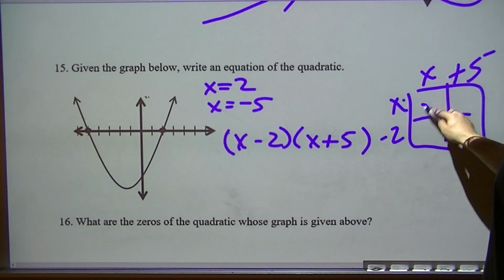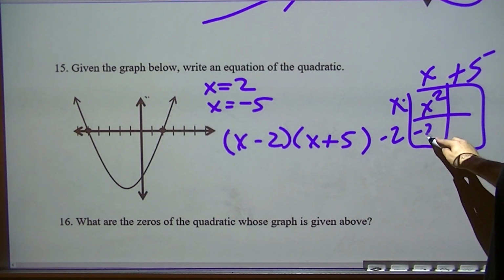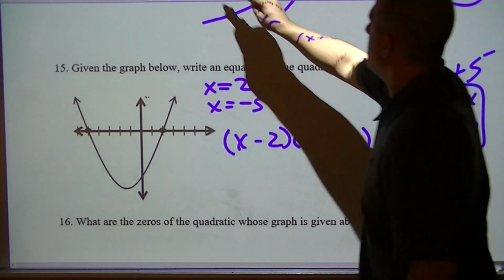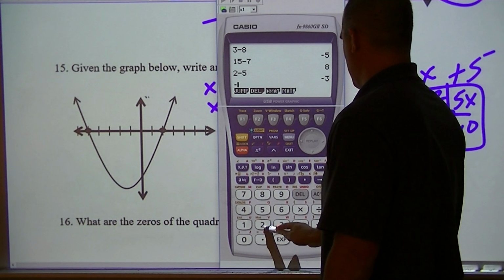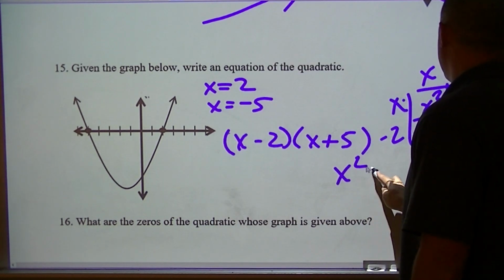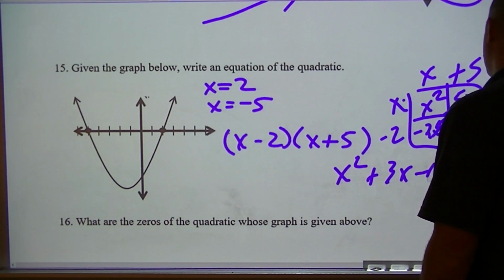So x times x is x squared. Negative 2 times x is negative 2x. X times 5 is 5x. Negative 2 times 5 is negative 10. These are the diagonals here of negative 2 and 5, so it's slightly different. Okay, so that's 3, so that's going to be x squared plus 3x minus 10 equals 0.